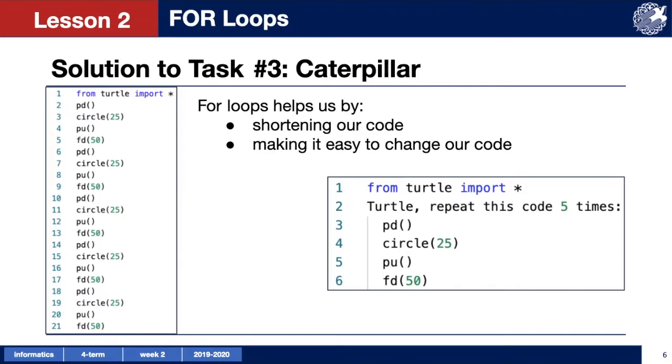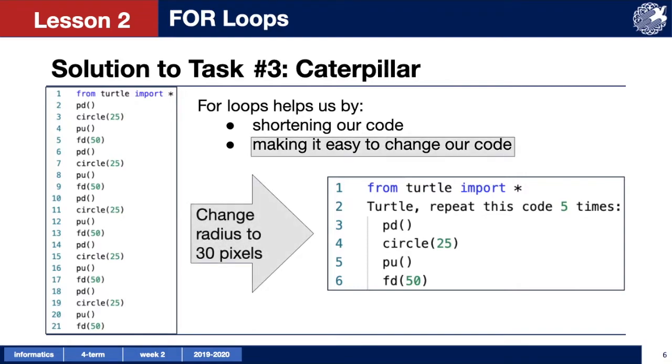One of the other benefits of using a loop is that it becomes much easier to change our code when needed. What if we wanted to make a fatter caterpillar where each circle had a radius of 30 pixels? In order to do this using our initial code, we must fix 5 lines of code. In our looped code, fixing one line is enough.